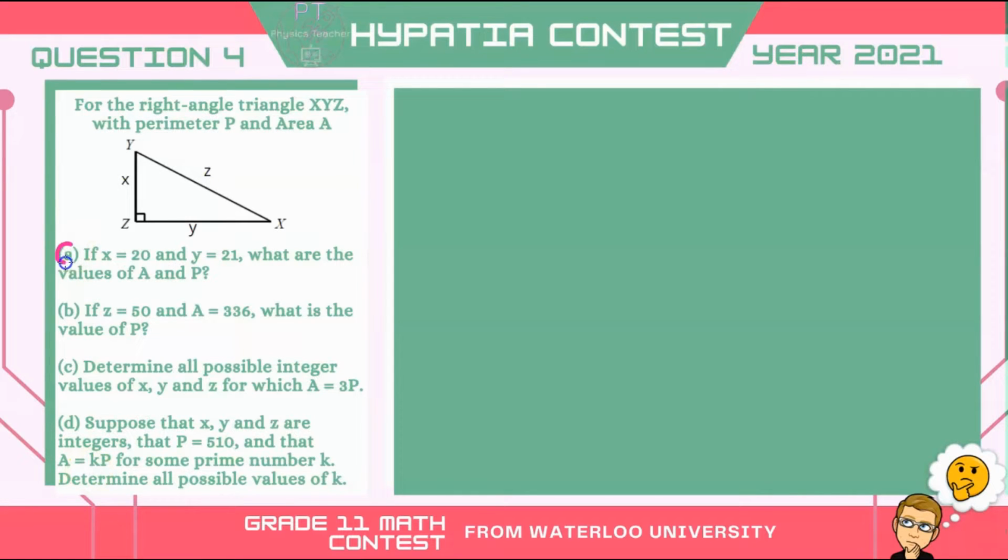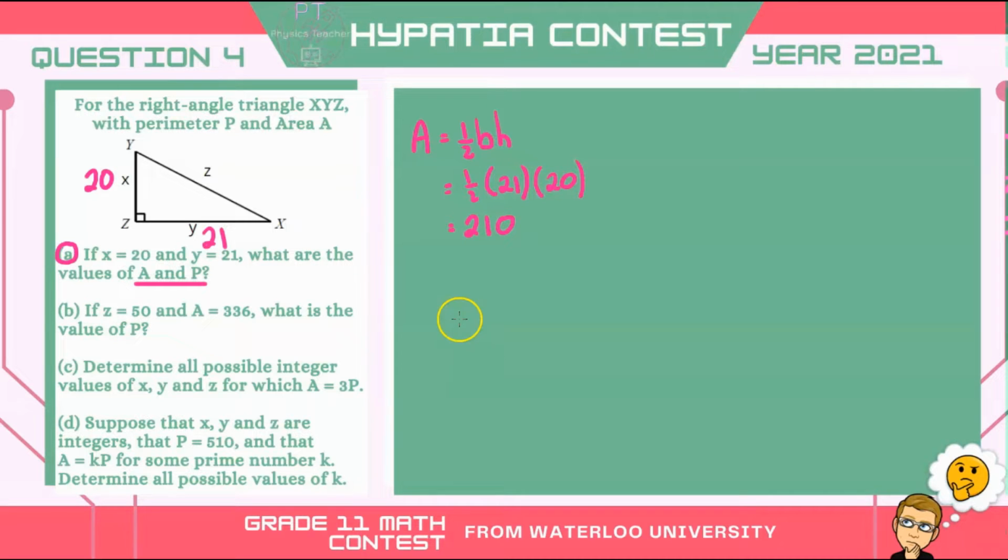Alright, so let's start with part A. Part A is fairly simple. We have a right angled triangle, and it's saying side x has a value of 20 and side y has a value of 21, and it's asking for the area and the perimeter. Well, to find the area, we don't even care about what z is, because the area of a triangle is just 1/2 base times height, where our base is 21 and our height is here 20. And so we get an area of 210.